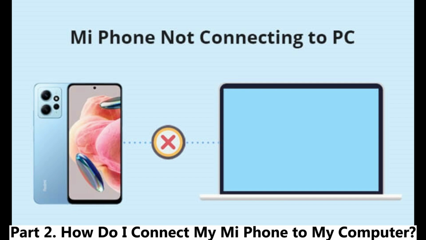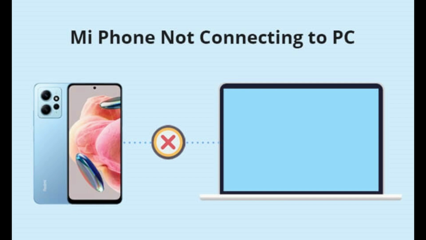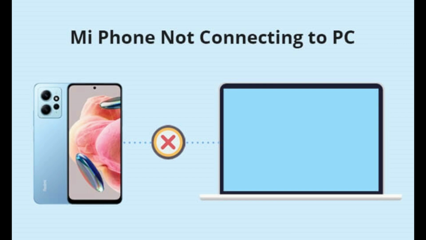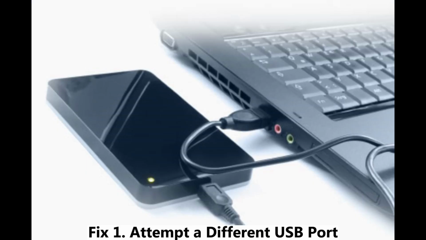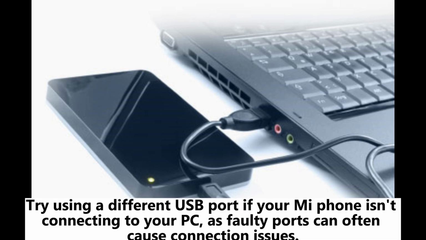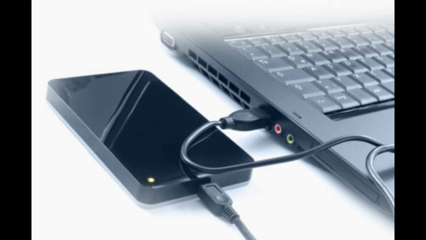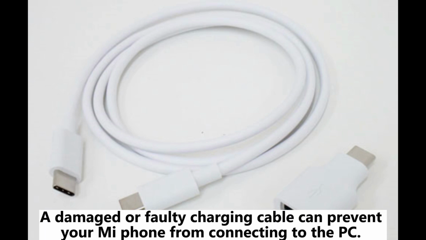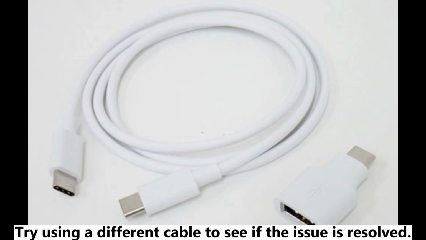Part 2. How do I connect my Mi phone to my computer? Let's explore practical solutions to address each issue systematically. Fix 1. Attempt a different USB port. Try using a different USB port if your Mi phone isn't connecting to your PC, as faulty ports can often cause connection issues. Fix 2. Check the charging cable. A damaged or faulty charging cable can prevent your Mi phone from connecting to the PC. Try using a different cable to see if the issue is resolved.